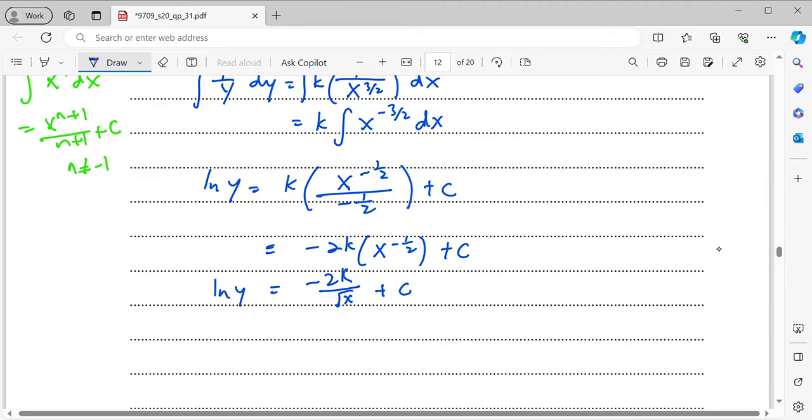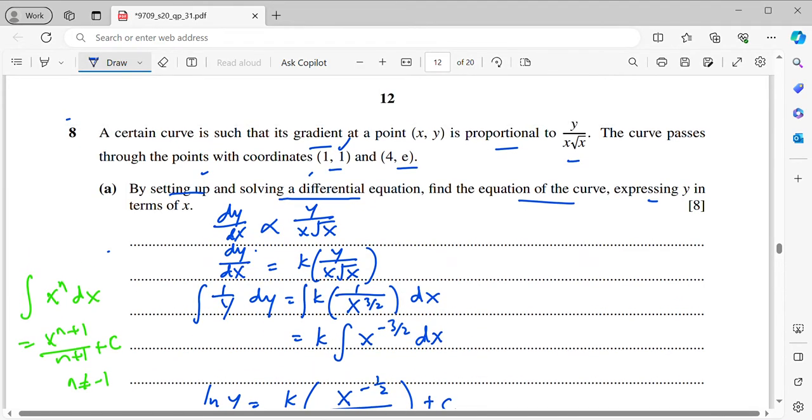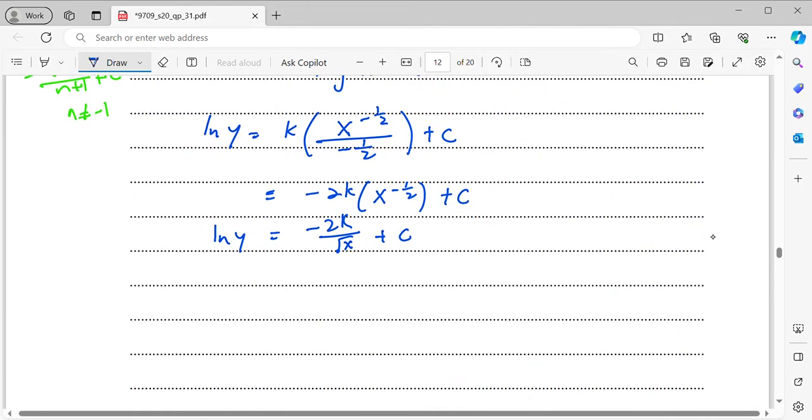Now to get k and c, substitute the two points, (1, 1) and (4, e). I will replace x and y by 1, 1 first. That means ln 1 equals negative 2k over square root 1 plus c. Ln 1 is 0, so I will be getting c equals 2k. That is the first equation.